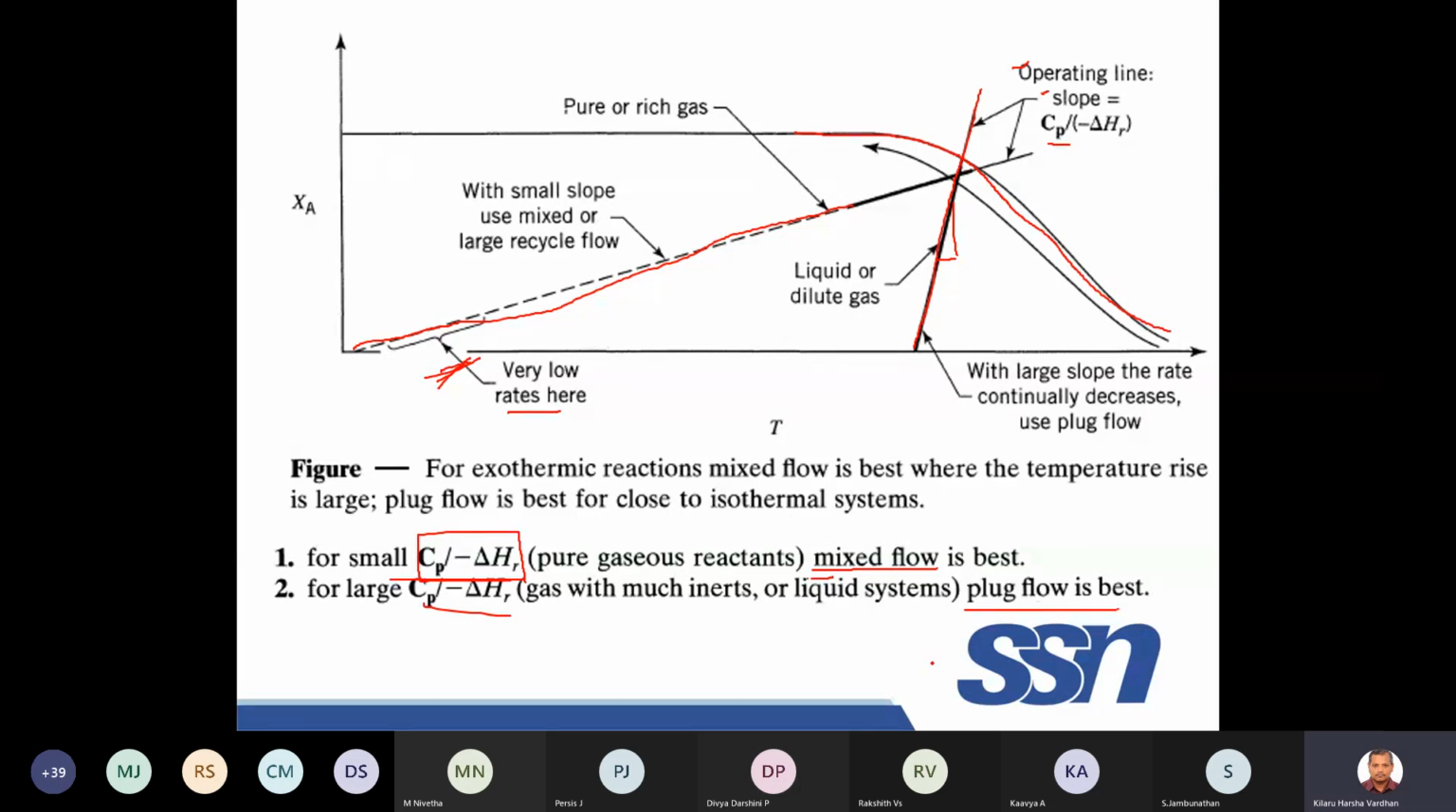If you are using a large slope, what will happen? Your X_e will be very large. You can see X_e will be very large, whereas for the other one, X_e will be very small. So a large slope means a large X_e. Therefore, plug flow is always better. Hope you understand this.